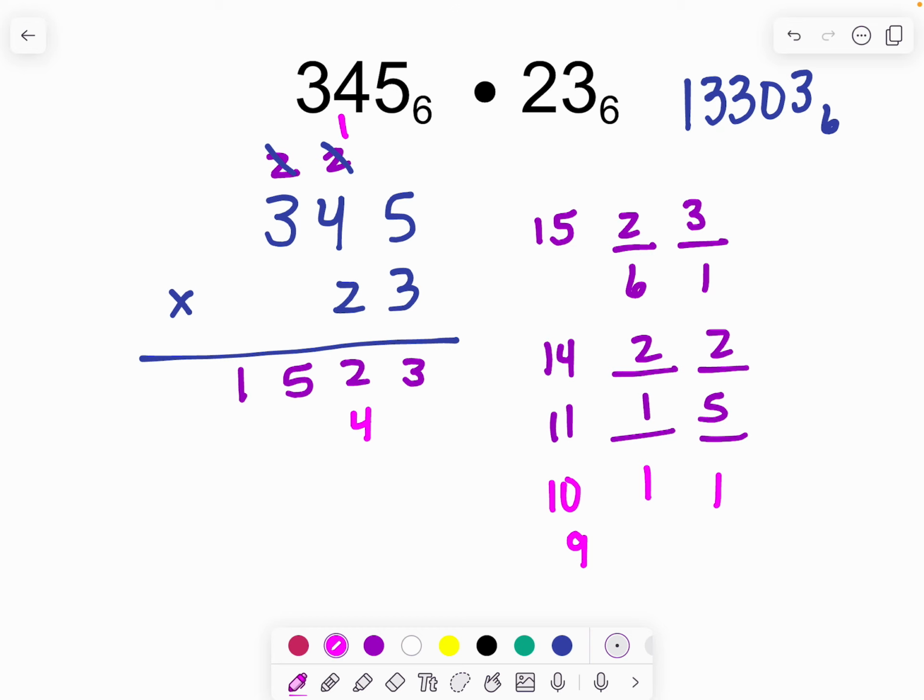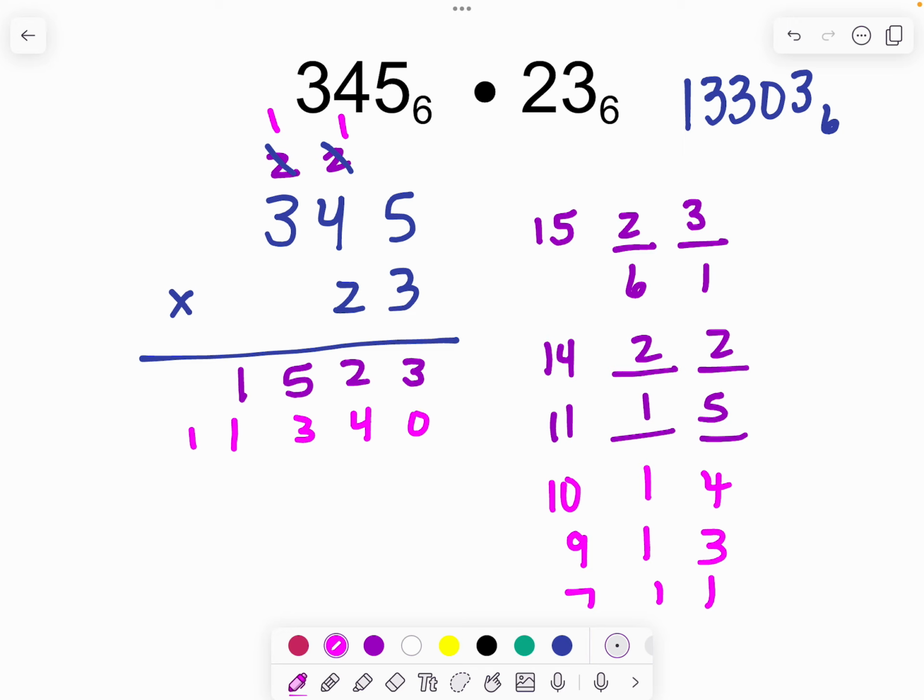And, oh my goodness, I am just losing my marbles here. That should be a 4. Okay, please forgive me. A 1 and a 3, and carry the 1. And 6 plus 1 is 7, which will give me a 1 and a 1.